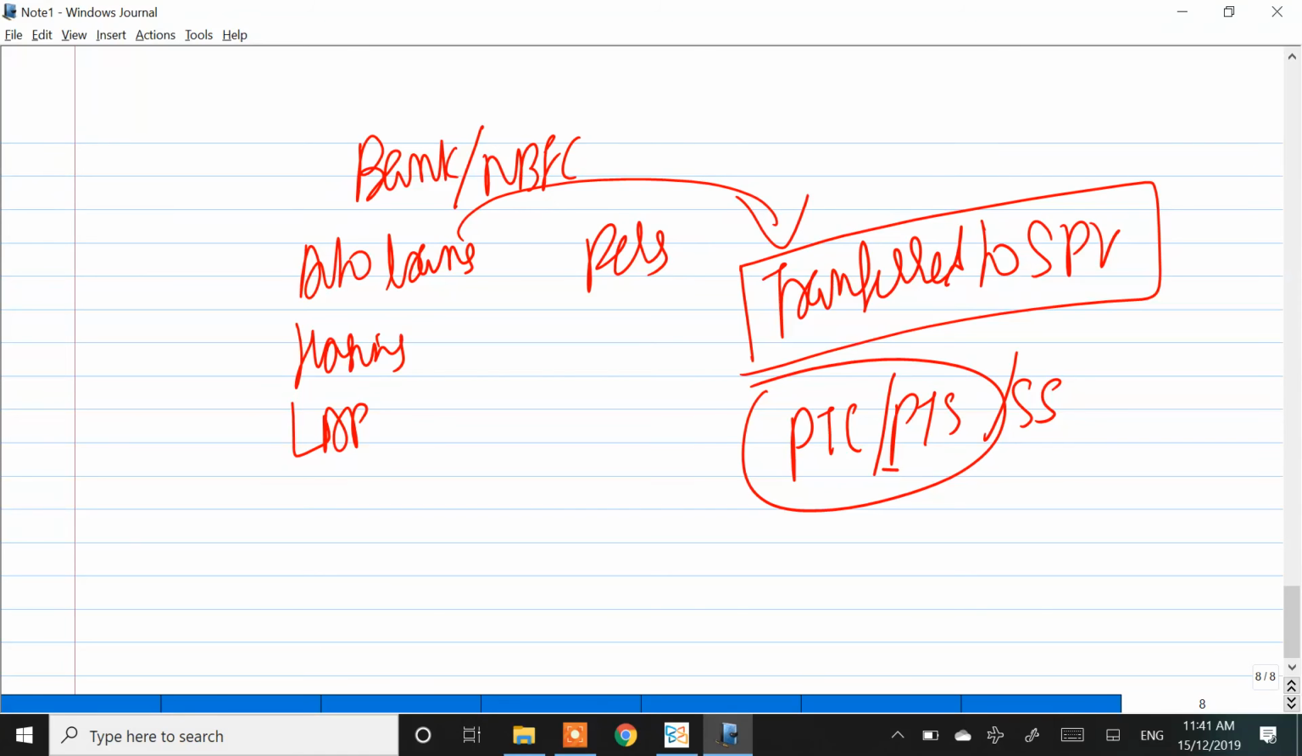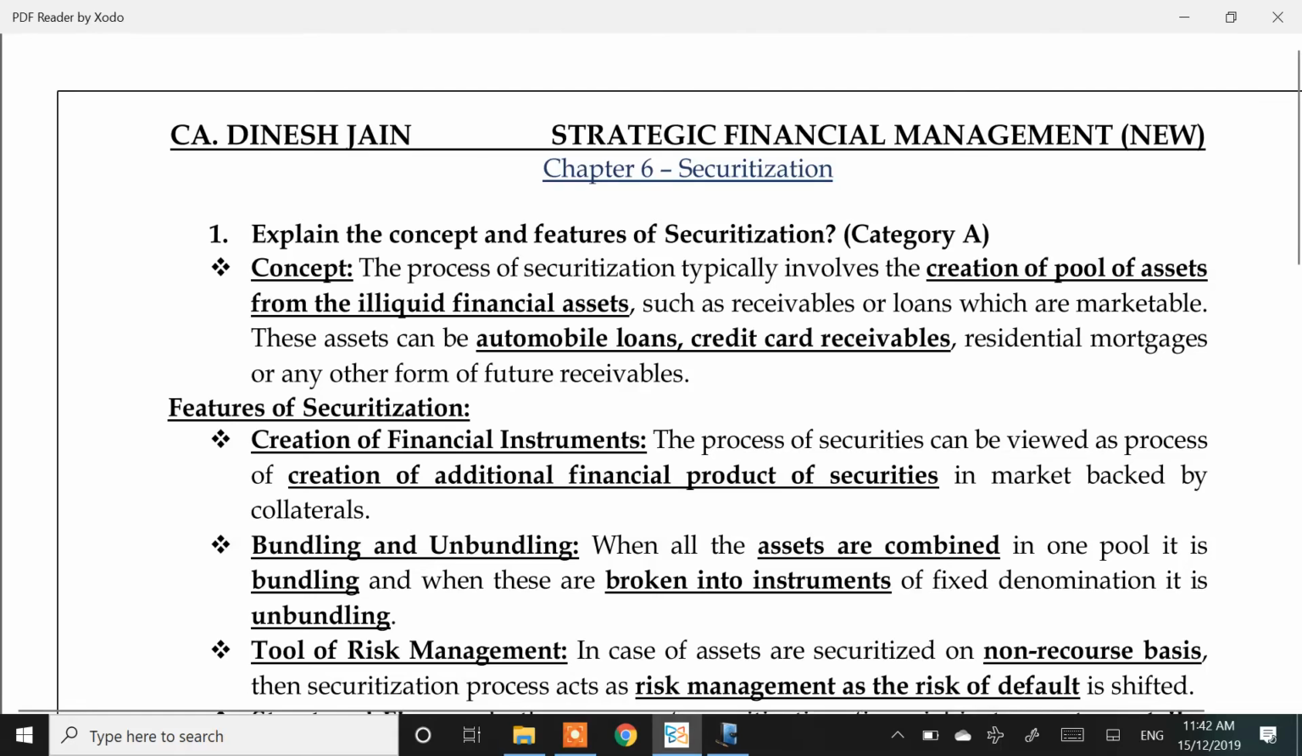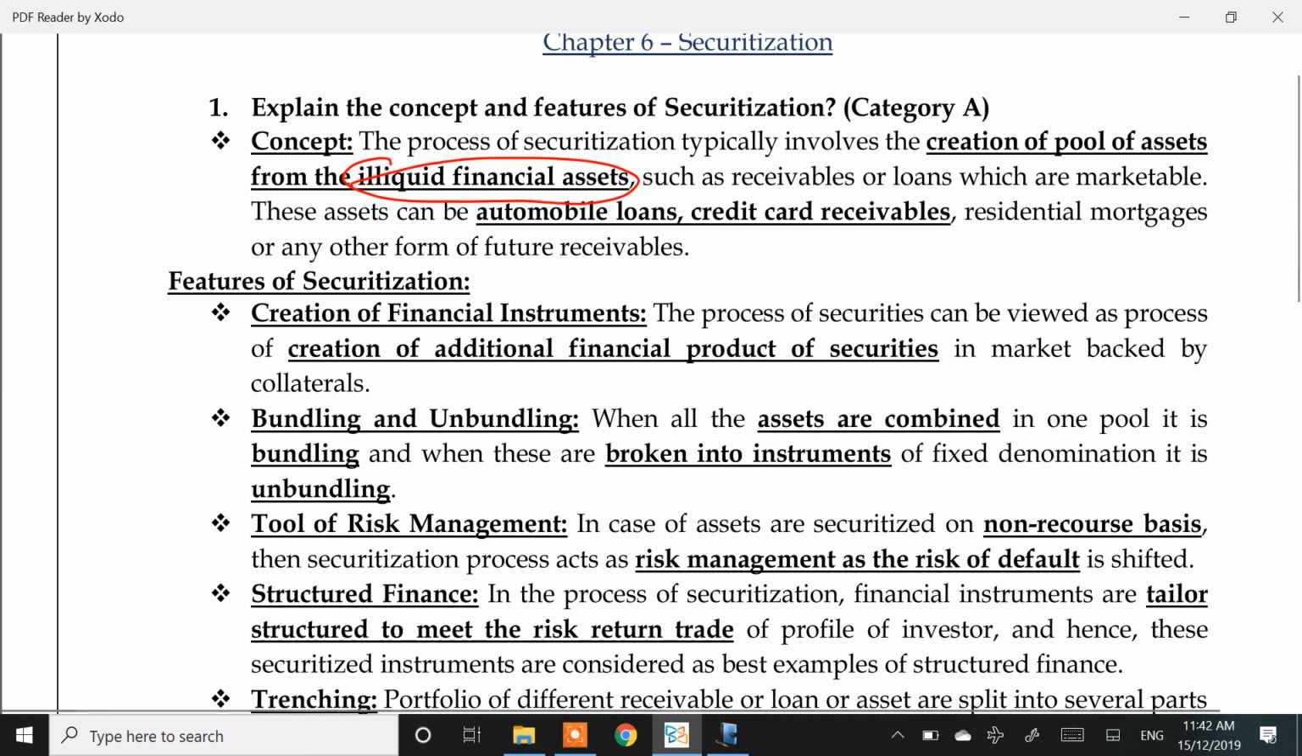And when I'm issuing, what happens is I'll transfer the 500 crore of loans to the SPV. Taking this underlying asset of 500 crore, I'll tell somebody else to invest in this pay-through security or pass-through certificates, maybe of around 450 crores. And this 450 crores can get transferred back to the bank. So they will be in a position to convert these illiquid assets, the process of creation from illiquid financial assets. So creation of an additional financial product.